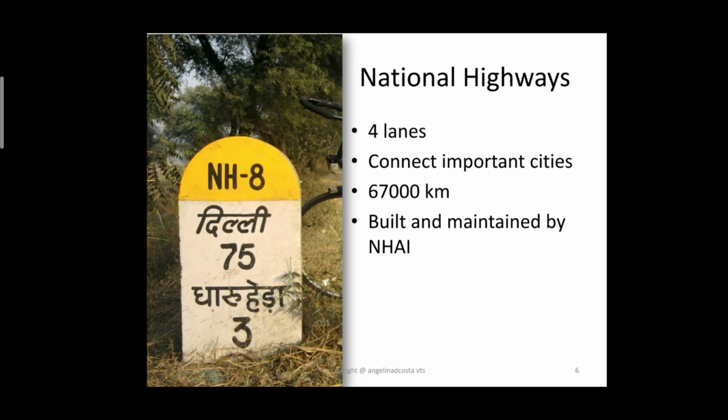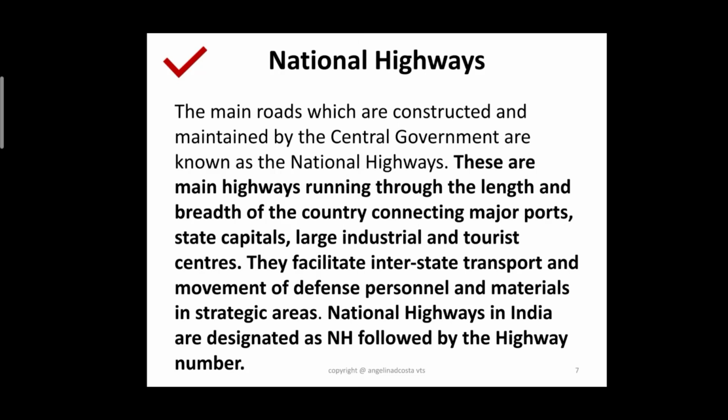67,000 kilometers comprises national highways in India. The main roads which are constructed and maintained by the central government are known as the national highways. These are main highways running through the length and breadth of the country, connecting major ports, state capitals, large industrial and tourist centers. They facilitate interstate transport and movement of defense personnel and material in strategic areas. National highways in India are designated as NH, followed by the highway number.